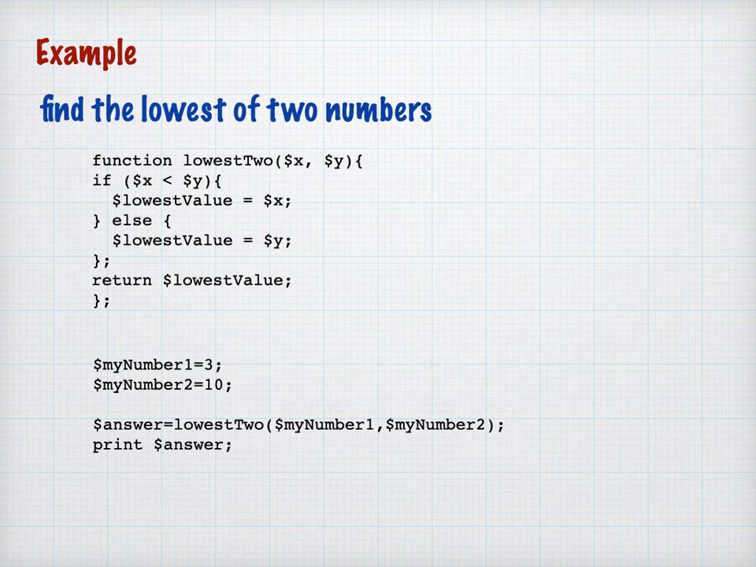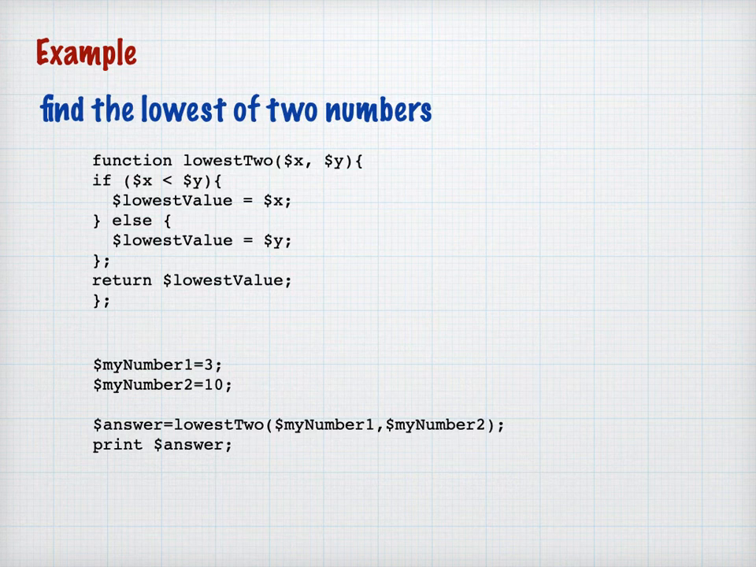We simply do a test. If x is less than y, we know that x is the smaller one. Otherwise, we know y is the smaller one. And then we simply return the lowest value, whatever the lowest value is. It's either going to be x or it's going to be the value y.